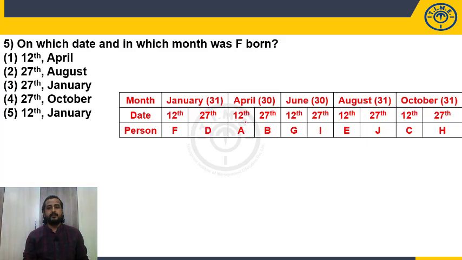On which date and in which month was F born? F, here we have Jan 12th. So which option? 5th option. 12th January. Choice 5.